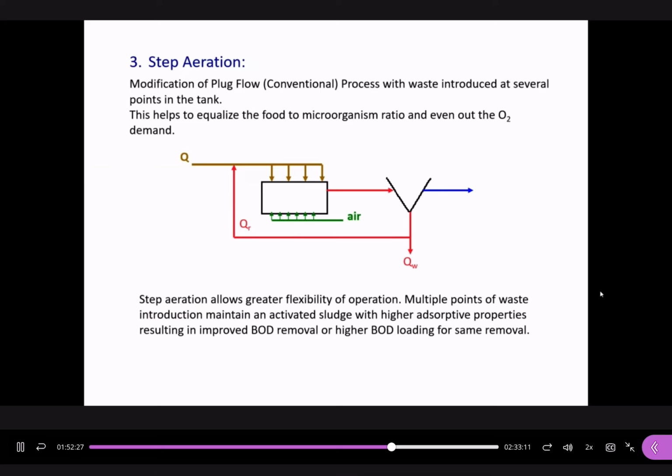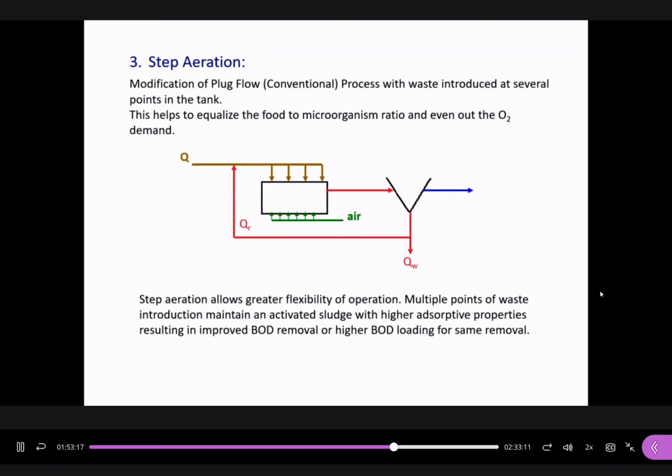And step aeration, we mentioned this a little bit. It's a modification of plug flow, PFR, but introducing waste at different locations. There's no mixing in PFR. So at the beginning, if it is conventional PFR, the waste is introduced at the front end, so here is the highest concentration. In another tank, the concentration of substrate decreases because of degradation, right?